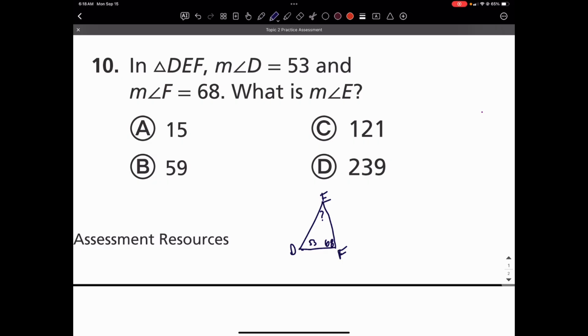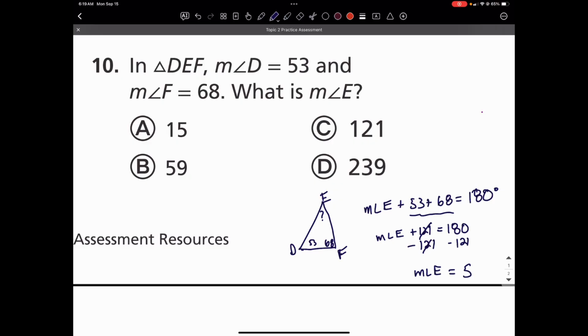Well, the measure of angle E plus 53 plus 68 equals 180 degrees. Combine these like terms: 53 and 68 is going to be 121. So the measure of angle E plus 121 equals 180. Subtract 121, and the measure of angle E equals 59 degrees. So the answer choice would be letter B.